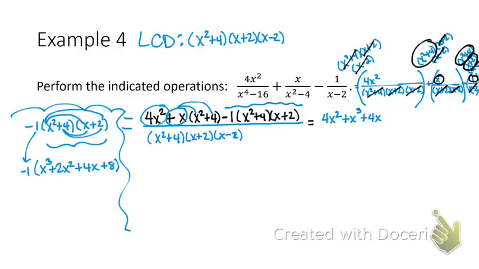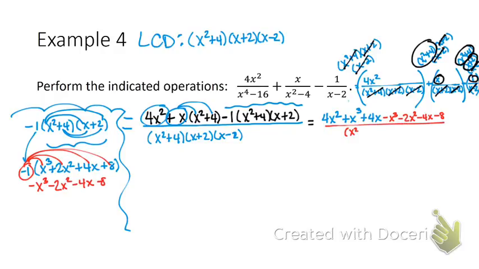So now what am I going to do with that negative 1 on the outside? Distribute it to the x cubed, the 2x squared, the 4x, and the 8. So we get negative x cubed minus 2x squared minus 4x minus 8. Alright, so what we found there, then what I have that blue squiggle line above, comes out to be minus x cubed minus 2x squared minus 4x minus 8 all over that least common denominator.